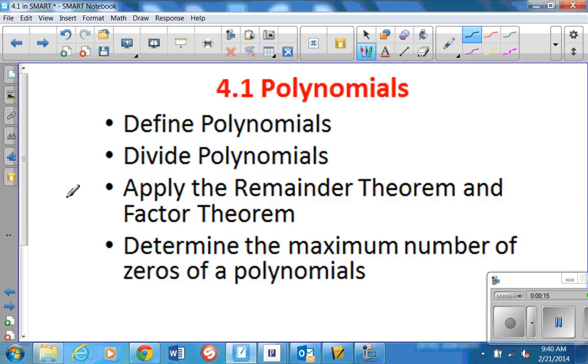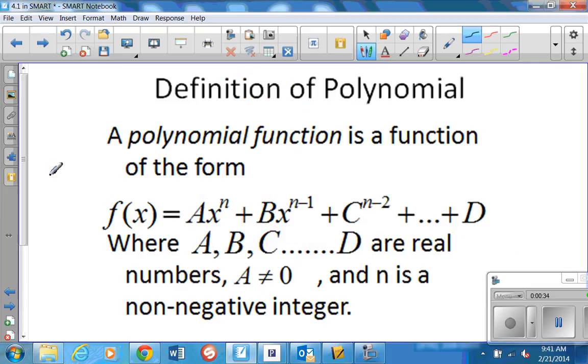So 4.1 is a lot of just definitions and terminology. We're going to define polynomials, divide polynomials, apply the remainder theorem and the factor theorem, and determine the maximum number of zeros of a polynomial. All stuff you've done, so it should be short and sweet.